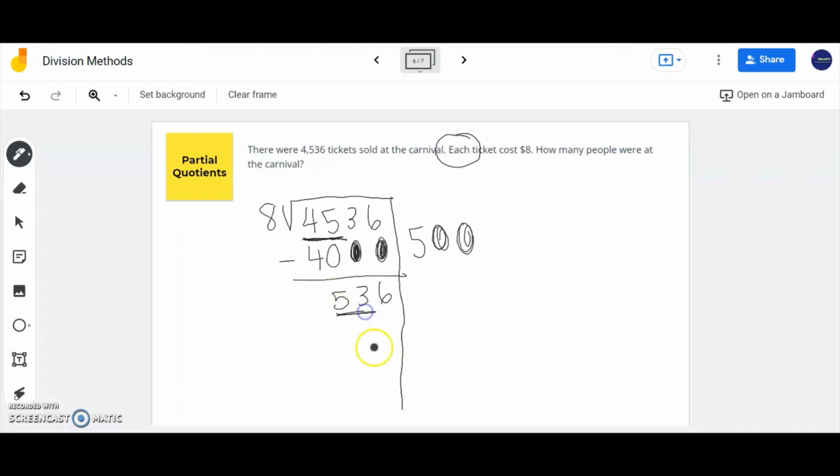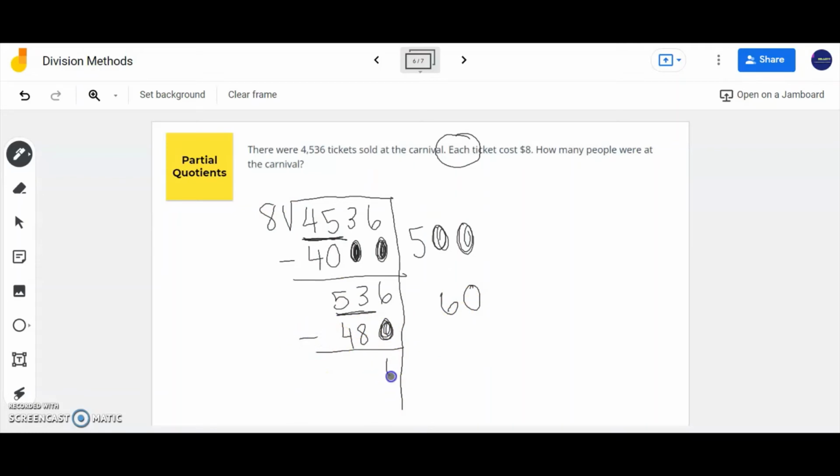I'm going to take a look at 53. So now I'm asking myself, 8 times what number gets me close to or exactly to 53? So if I know that 8 times 5 was 40, 8 times 6 is 48, and 8 times 7 is 56, but that's way too big. So 8 times 6 is 48. I want to fill in my 0 and another 0. Telling me that 8 times 60 is 480.